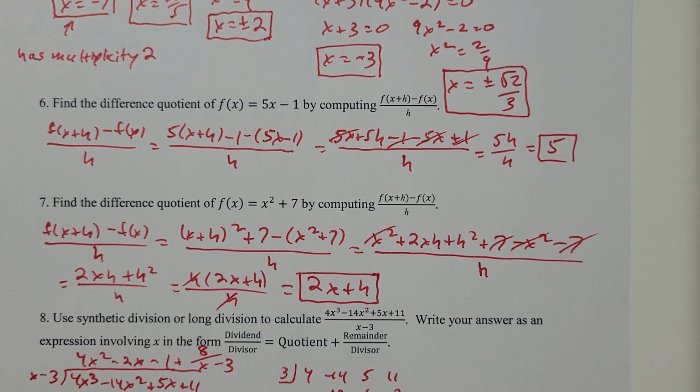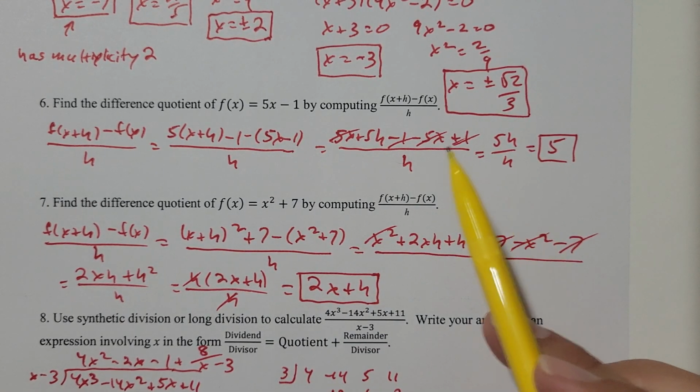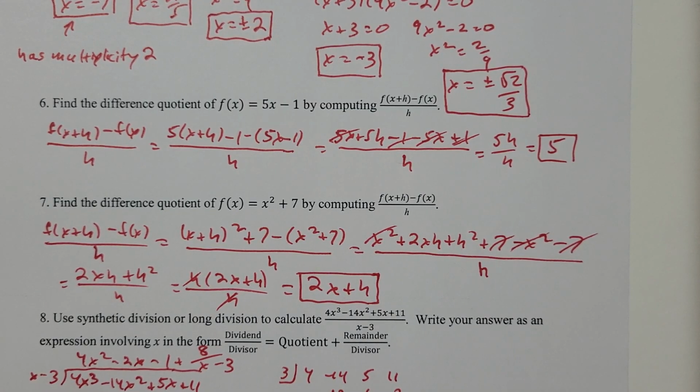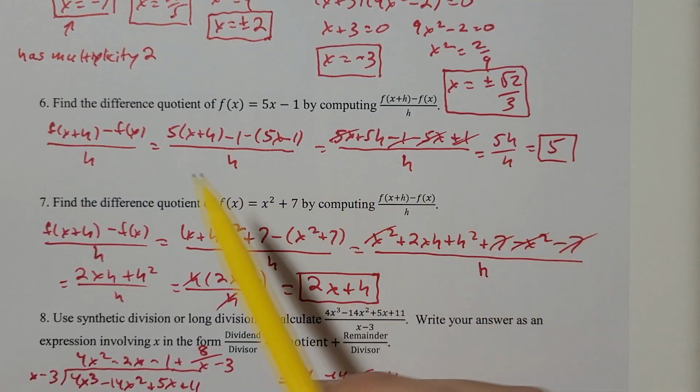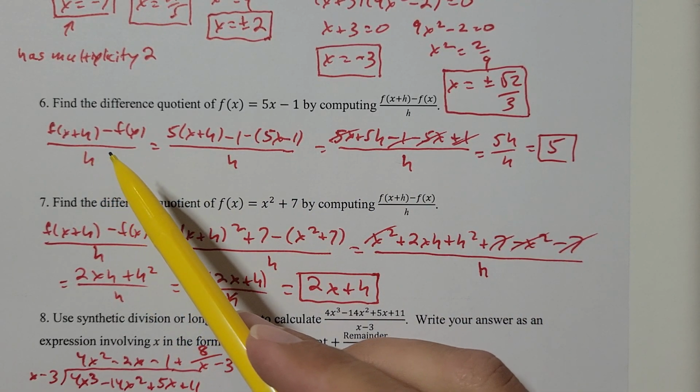All right, so we're on problem 6 now. They want us to find the difference quotient for f of x equals 5x minus 1 by computing the difference quotient. So the difference quotient is just a formula, f of x plus h minus f of x all over h. Okay, so I'm going to start by using that formula.